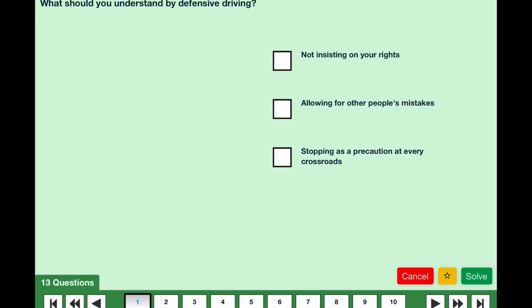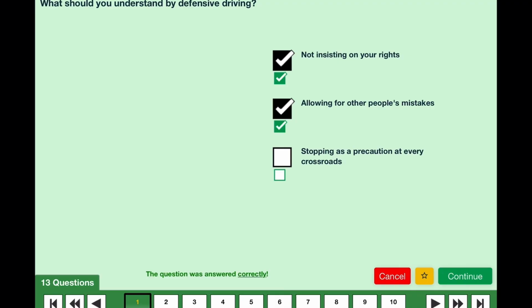What should you understand by defensive driving? One, not insisting on your right, yes. Allowing for other people's mistakes, yes. Stopping as a precaution at every crossroad, no. So the answer is 1 and 2. Yeah, we got it right. So let's move to the next question.